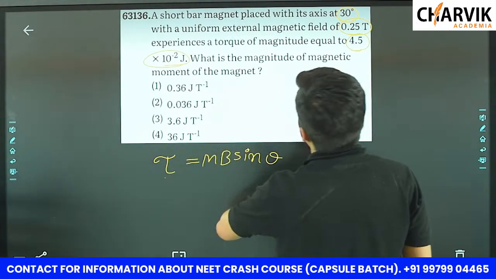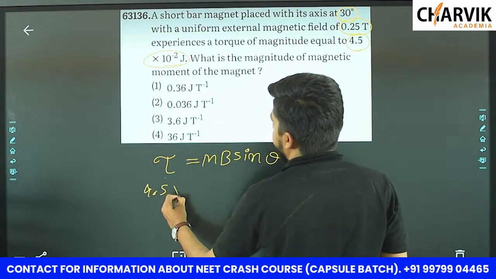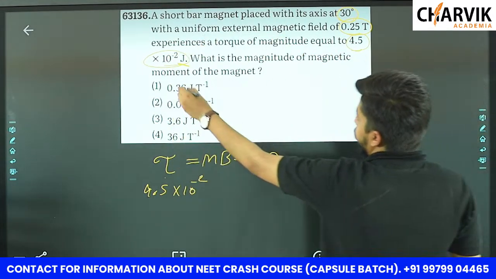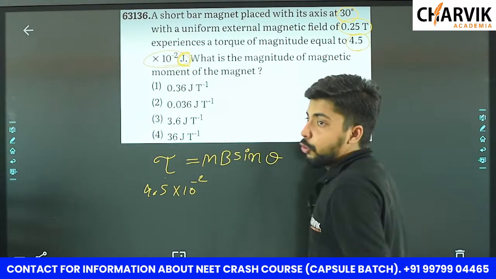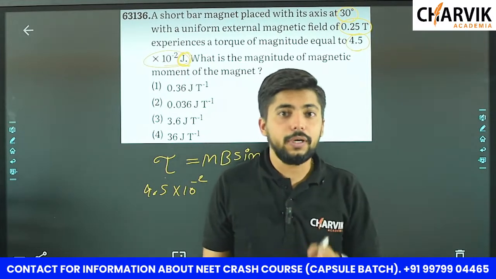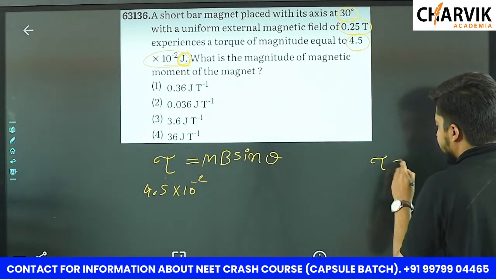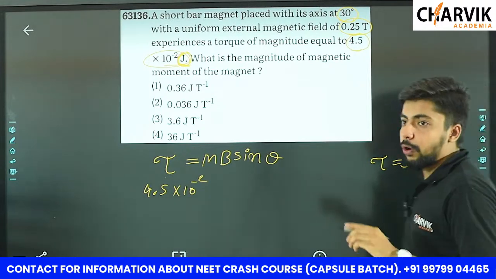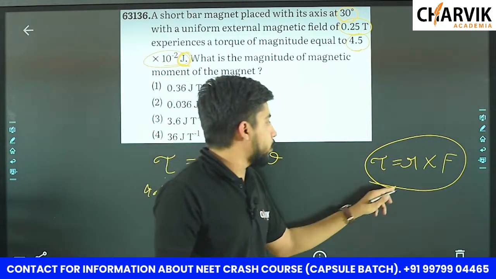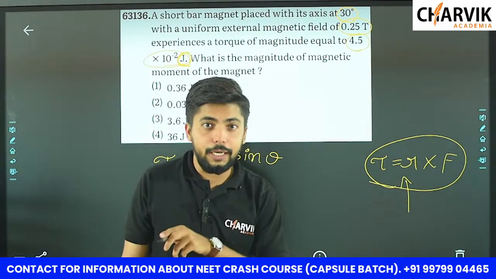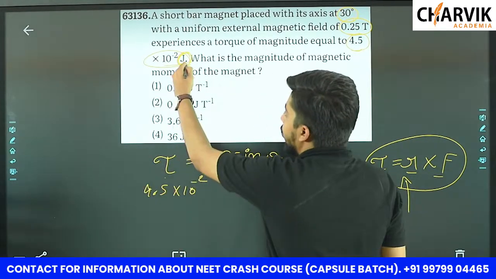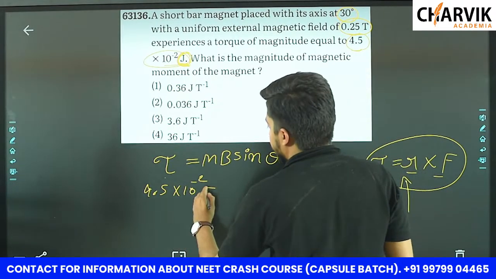What is the value of torque? Value of torque is given as 4.5 into 10 raised to minus 2 joule. Remember very well, my friend, that the unit of torque is joule, but torque is not work done. Torque is a type of force which is a rotational force. And what is the formula of torque? Formula of torque is r cross F, and it is not work done. You have studied this in standard 11, chapter number 7, rotational motion. This is not work done, this is a type of force only. But because the formula of torque is r cross F, that is why you are getting the unit as joule.